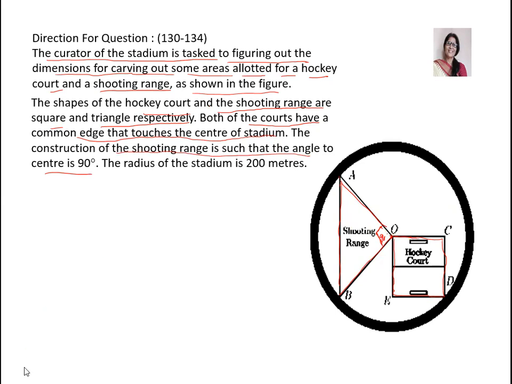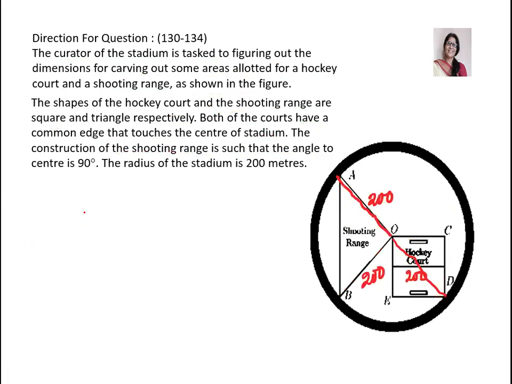So here there will be 5 questions. So these are the information you have read. If needed, you can read again also. So let us analyze. It is a triangular shape whose sides are 200 because the radius of the stadium is 200 meter. So AO, OB both have 200 and OD is also 200 because AD will be the diagonal of the circle. This is 90 degree.